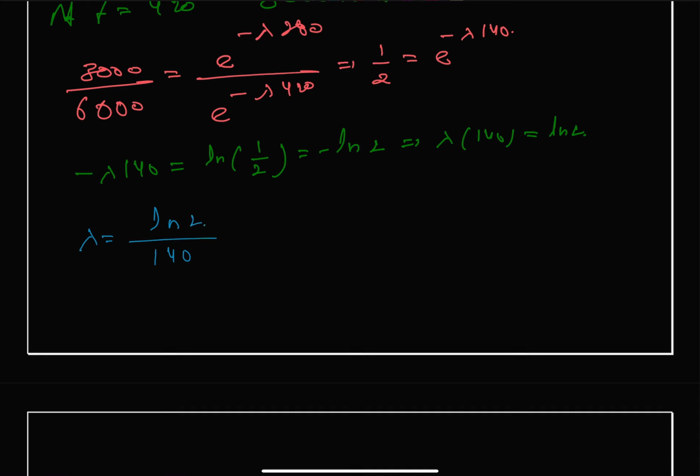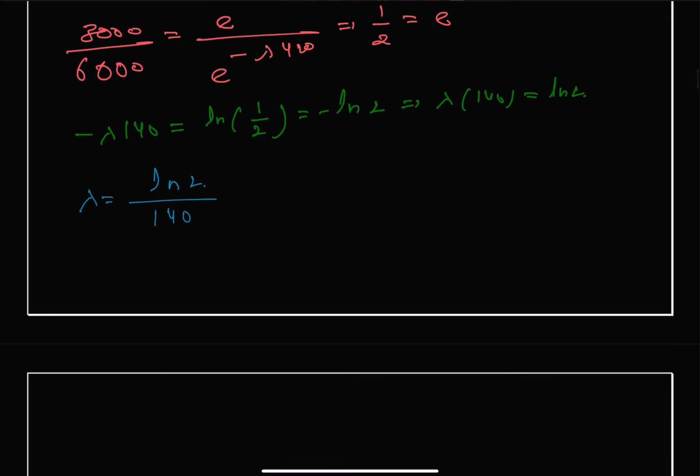And we can use this value in any of the equations, and from there we can write that 6000 is equal to A naught e raised to power minus natural log of 2 divided by 140 multiplied by 280. This gives us A naught, where 140 goes into 280 two times. So minus 2 natural log of 2.